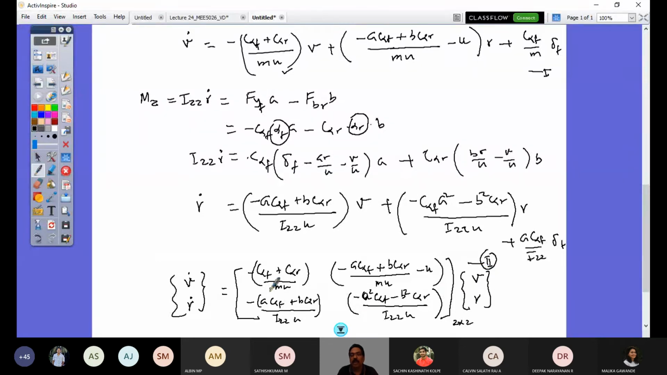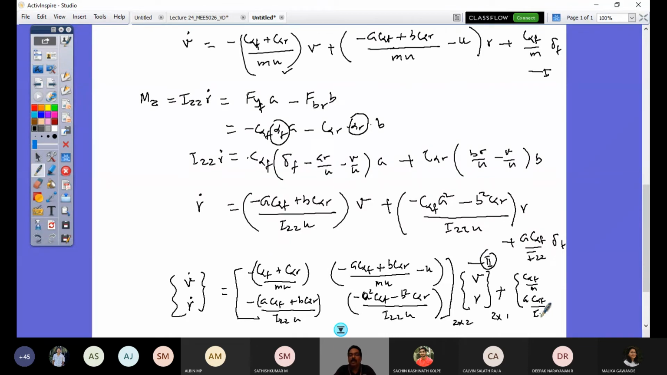So if I multiply this matrix with this 2 by 1 vector, the first row gives me the first equation, v dot equals this. And of course, the input term I have to get. So delta f, if I take it out, I will have this as a vector, where the first element is C alpha f by m, and the second element is A C alpha f by I Z, into delta f. So now this is my combined equation.